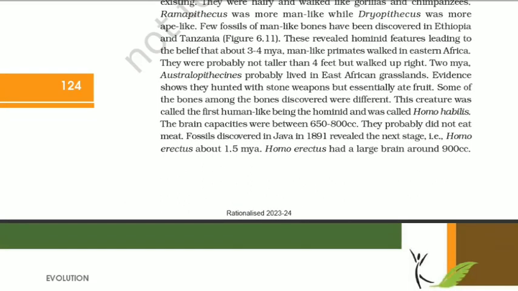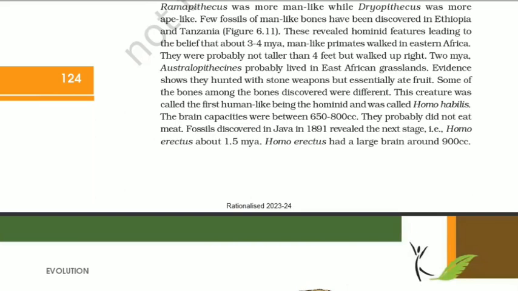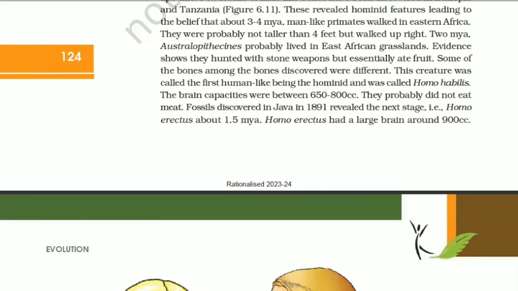Few fossils of man like bones have been discovered in Ethiopia and Tanzania. These revealed hominid features, leading to the belief that about 3 to 4 million years ago, man like primates walked in eastern Africa. They were probably not taller than 4 feet but walked upright. 2 million years ago, Australopithecines probably lived in East African grasslands. Evidence shows they hunted with stone weapons but essentially ate fruit.